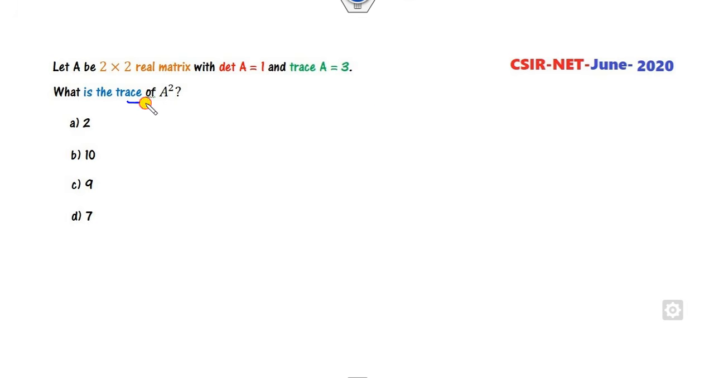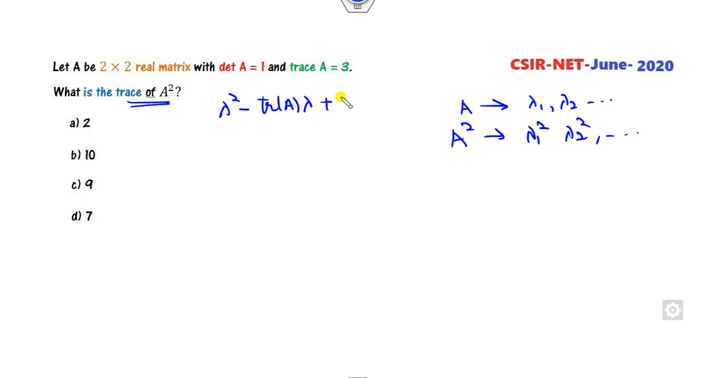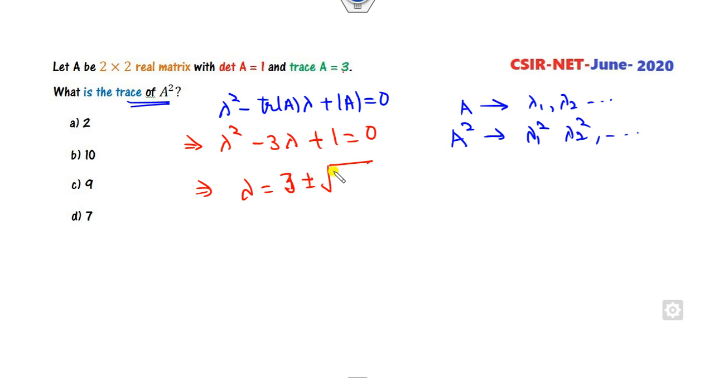Okay, you have to find the trace of A. If I find the eigenvalues of A, what are the eigenvalues of A square? How can you find the eigenvalues of A square? That is the simple tip for you. Now if you substitute here, the trace is 3 and the determinant is 1. So it will be minus b plus or minus root of b square minus 4ac over 2. So the eigenvalues are 3 plus root 5 by 2 and 3 minus root 5 by 2.